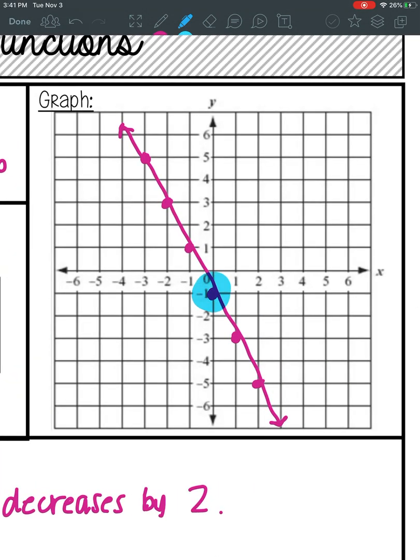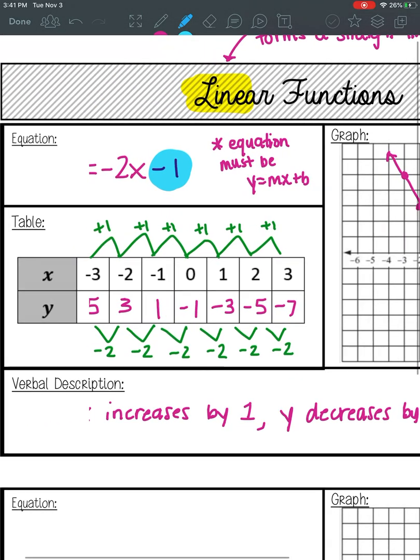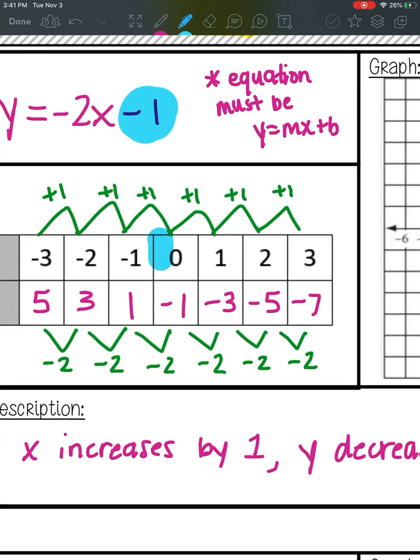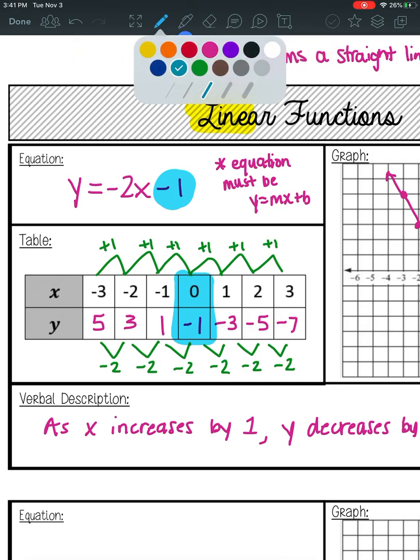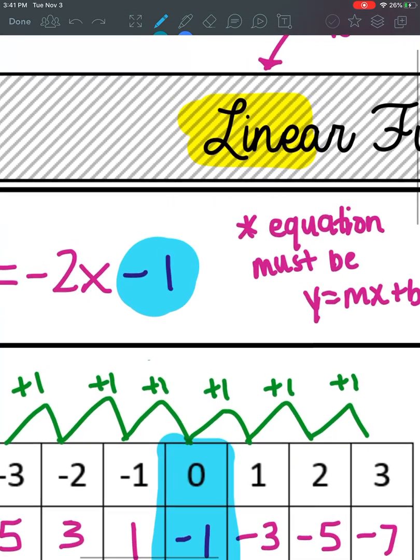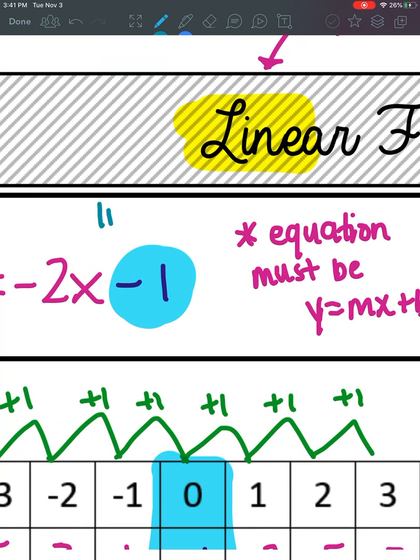On the graph, our initial value is where does it start out on the y-axis, so that's negative 1. In our table, it's where x equals 0, then what's our y value? There is -1. So in all of these, the initial value is -1.